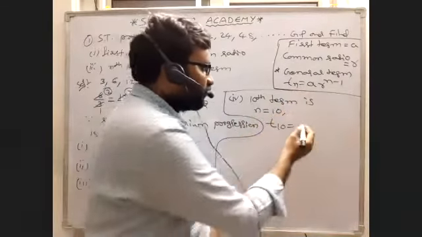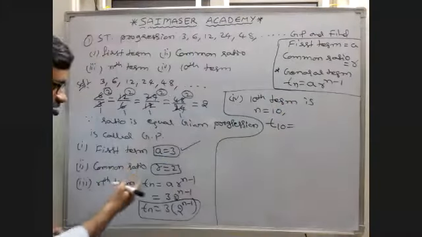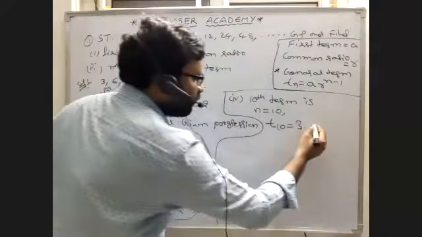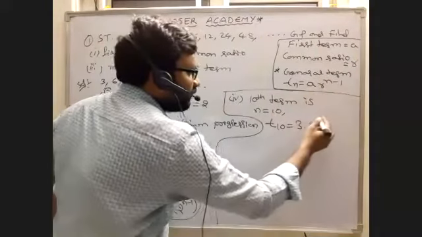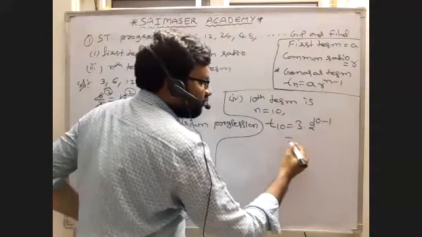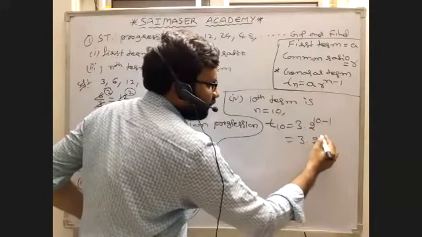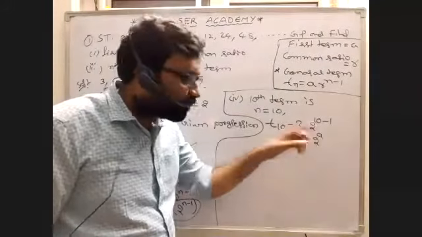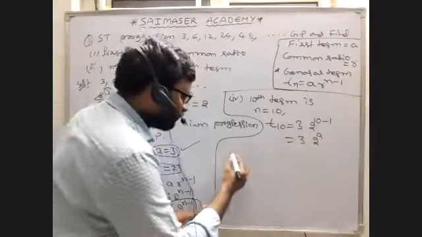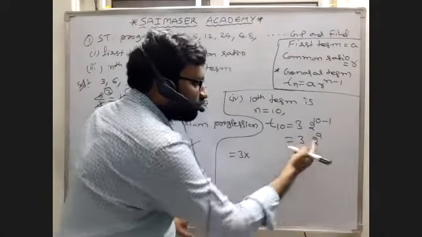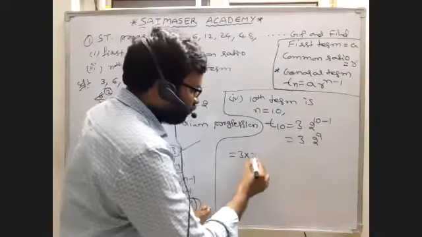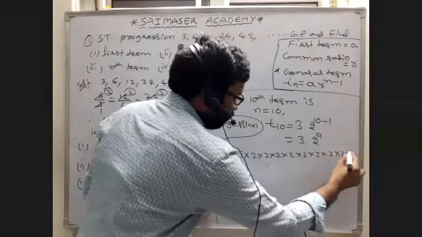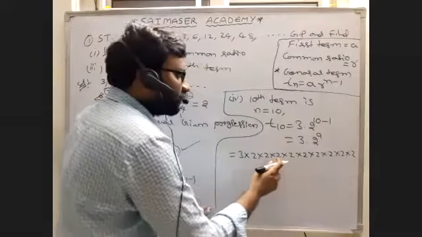T10 is equal to a. What is a? 3. What is r? 2. Power, what is n? 10 minus 1, which is equal to 3 into 2 power 9. So we have to write 2 nine times in multiplication, that is 3 into 2 into 2 into 2 into 2 into 2 into 2 into 2 into 2 into 2. Count: 1, 2, 3, 4, 5, 6, 7, 8, 9.